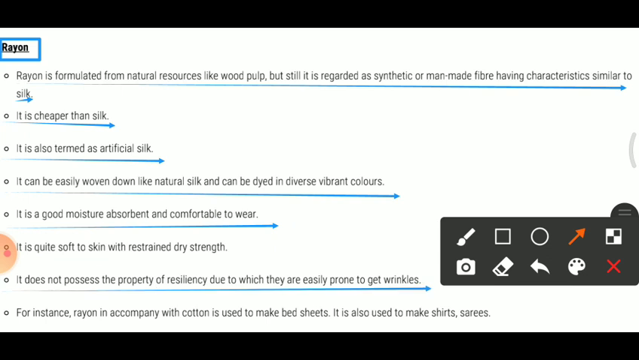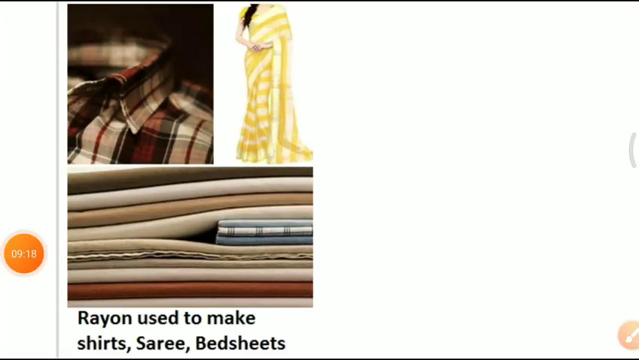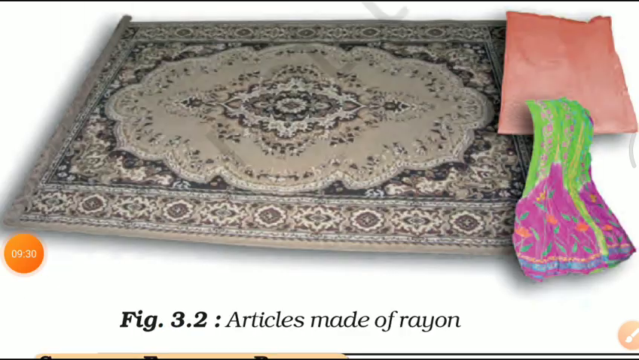For instance, rayon is used with cotton to make bed sheets. It is also used to make shirts and saris. Here are the pictures showing the use of rayon. Rayon is used to make shirts, saris and bed sheets. Here is the picture showing the articles made of rayon. It is used to make bed sheets and carpets.